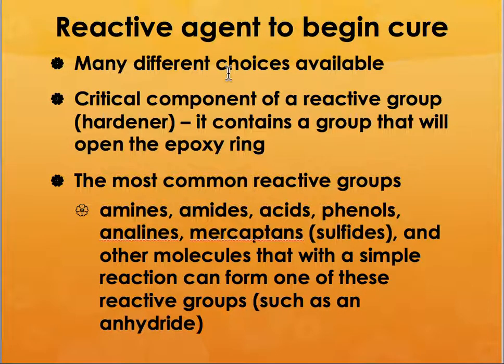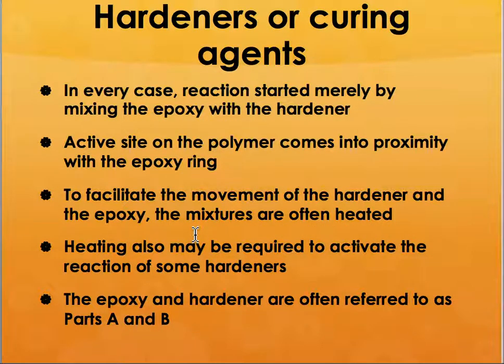Now, there are many different kinds of hardeners, and they have different kinds of groups that will open the epoxy ring: amines, amides, acids, phenols, etc. The most common one is the amine. And in almost every case, the reaction is started merely by mixing the epoxy with the hardener.